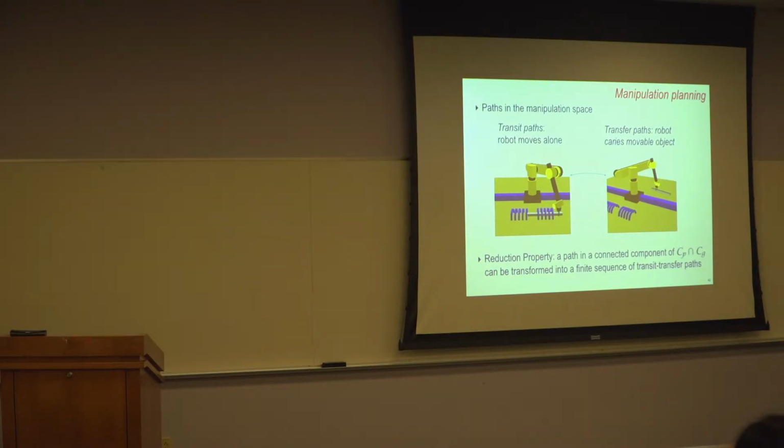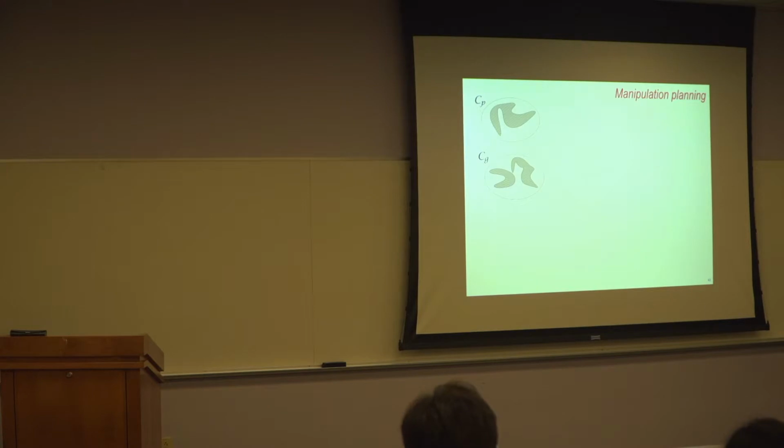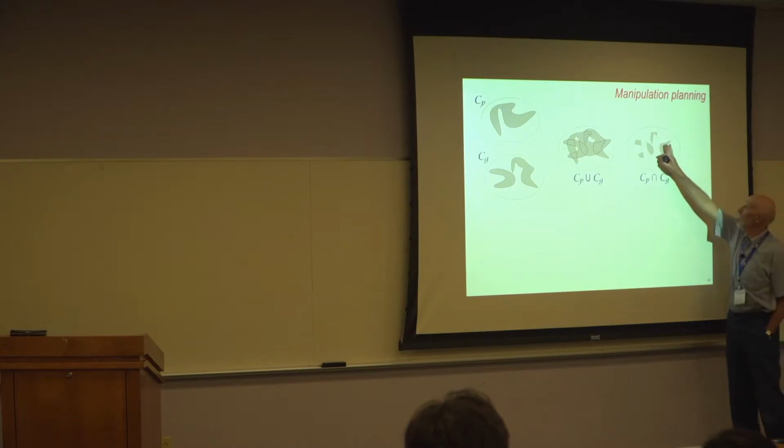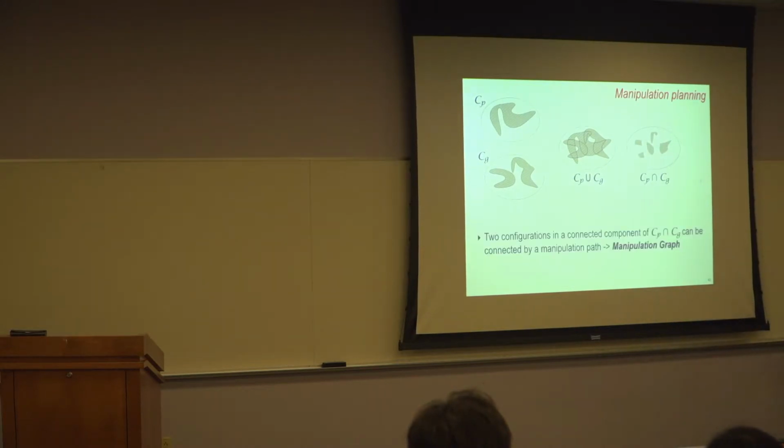A path in a connected component of your placement and grasp space can be transformed into a finite sequence of transit and transfer paths. So you can always, if there is a path in this connected component, find such a transit transfer path. So in some abstract projections of your placement and grasp spaces, you have the placement and grasp there. This is their combination, and this is their intersection. And we are going to define a manipulation graph on the basis of this connected component of CP inter CG. So this is the manipulation graph.